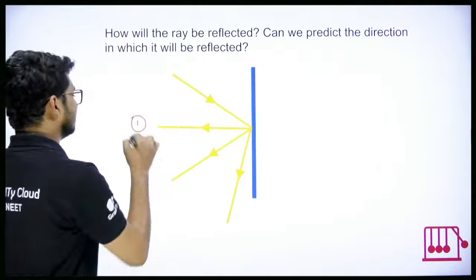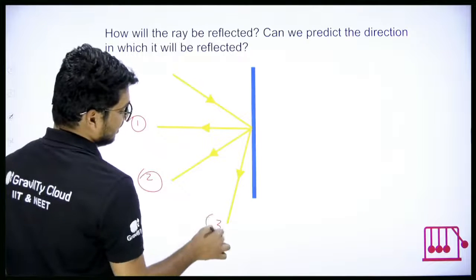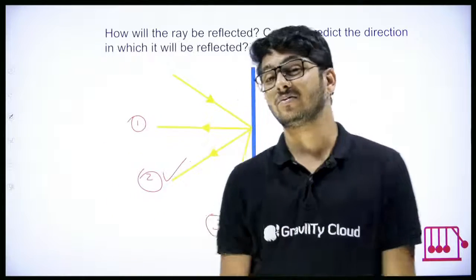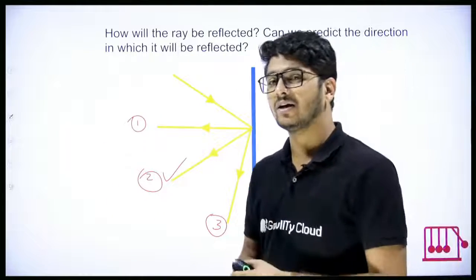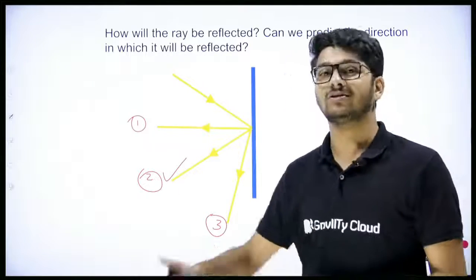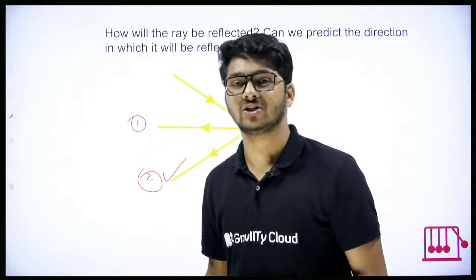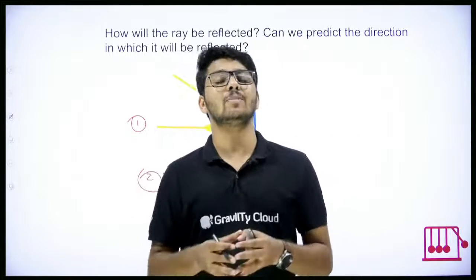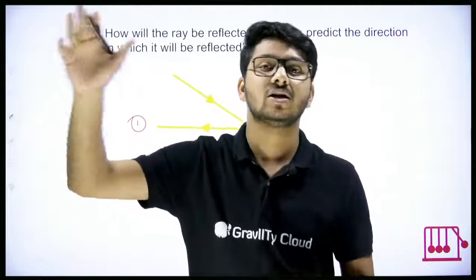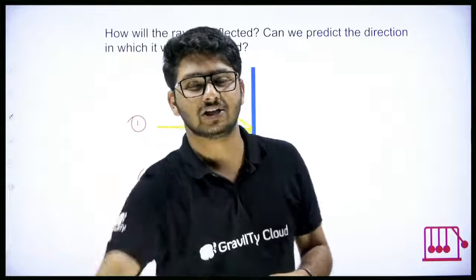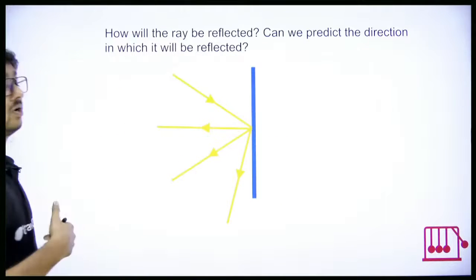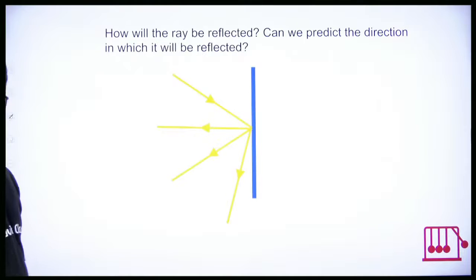Obviously, from your previous grades, you can easily tell that, sir, the answer will be 2. But why are we able to say the answer as 2? How? Is there any law regarding it? Is there any rule for it? Yes, there are a few rules. And those rules are nothing but laws of reflection. Using those laws, we can predict the direction of the reflected ray, the direction in which the ray will go after reflection. Okay, so that's what we'll be doing today. We'll be learning about those laws of reflection.